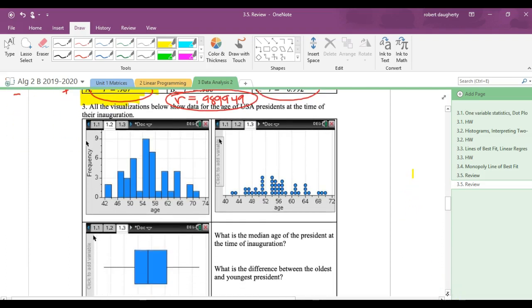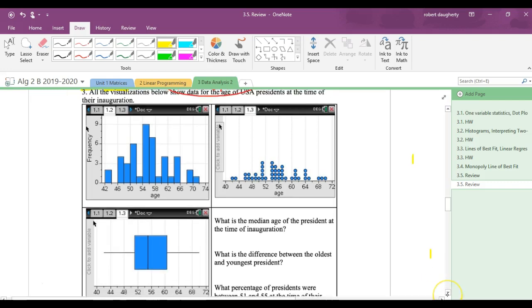Now the next one, I give you several visualizations. The age of a president at the time of their inauguration. So I see a histogram, I see a dot plot, and I see a box plot. What I don't have is the data. I've got visualizations. So what is the median age of the president at the time of inauguration? So the median, if I look at all this data, I got a couple of choices. I can count up all the number of presidents.